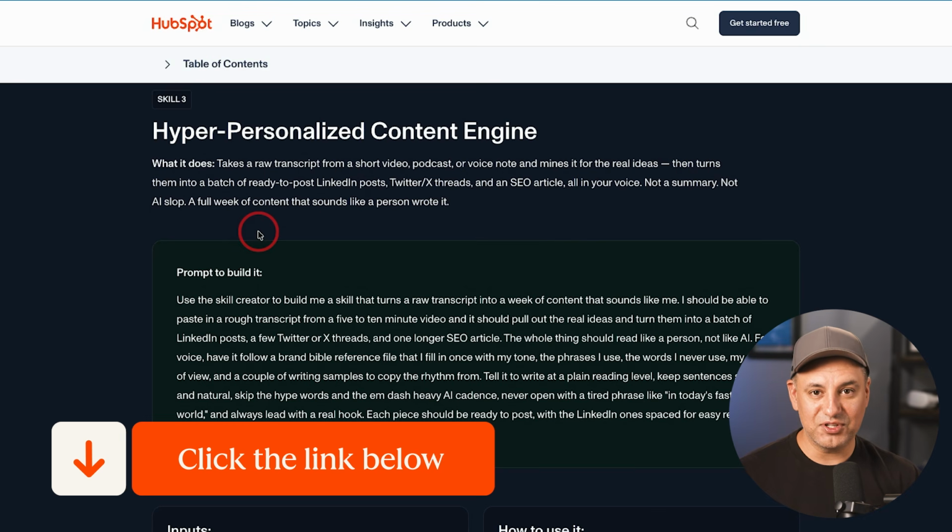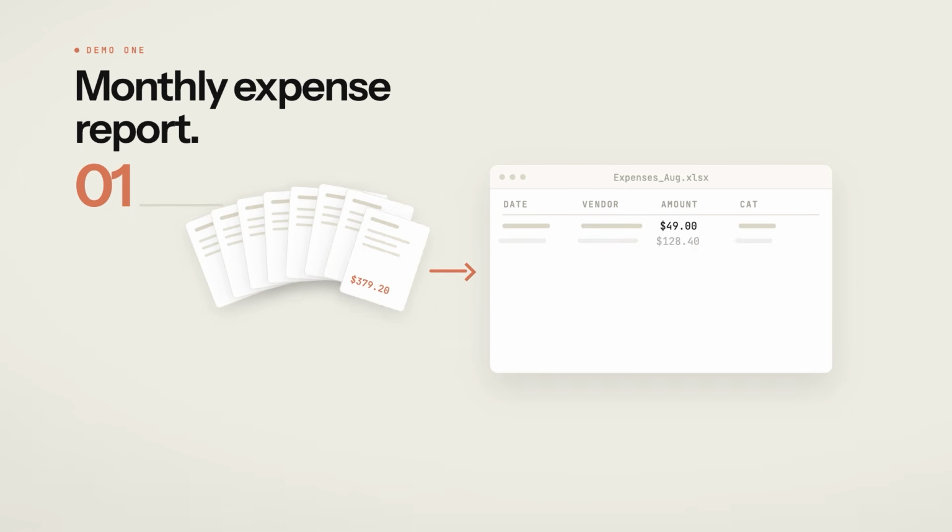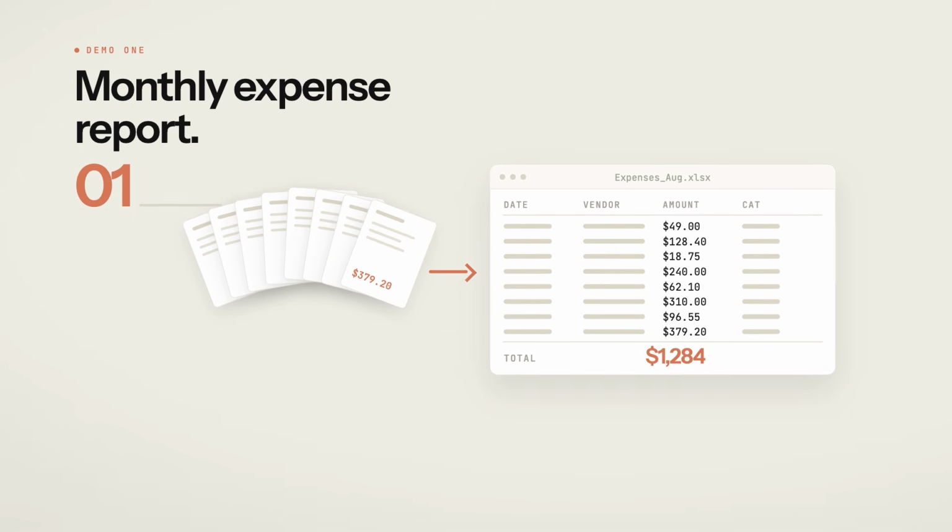Now, let's build our first skill with the record skill function. The first demo I want to show you is a monthly expense report. A lot of us have to do this for work, right?